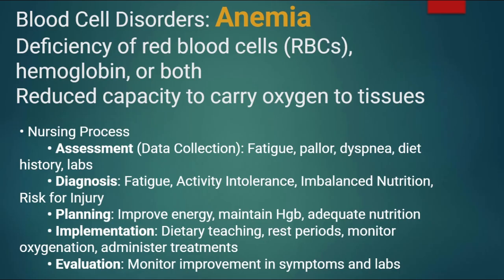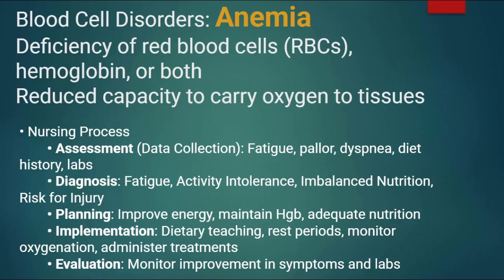Common nursing diagnoses for anemia include activity intolerance, fatigue, imbalanced nutrition, less than body requirements, or risk for injury related to dizziness or syncope. Planning involves setting measurable goals, such as maintaining hemoglobin within normal range, reducing fatigue, or improving nutritional intake.